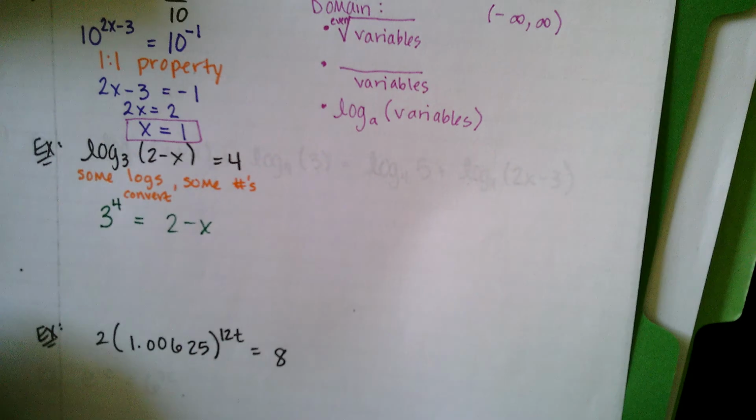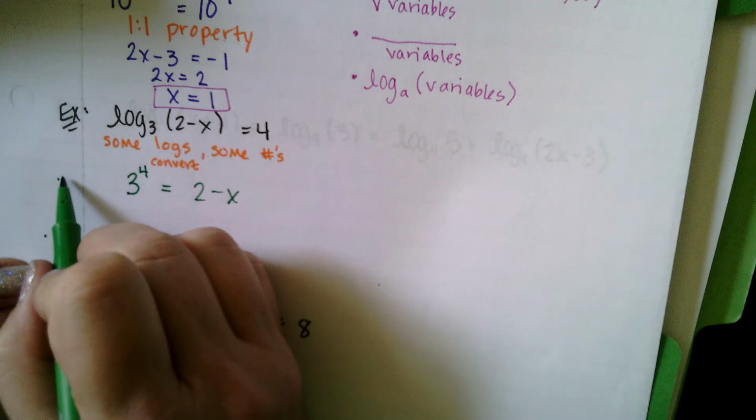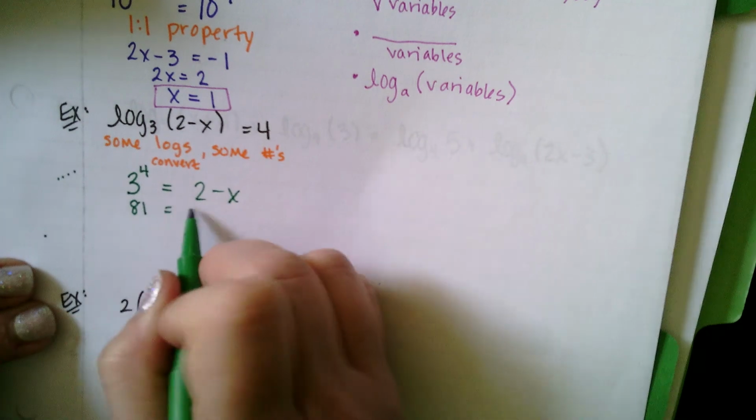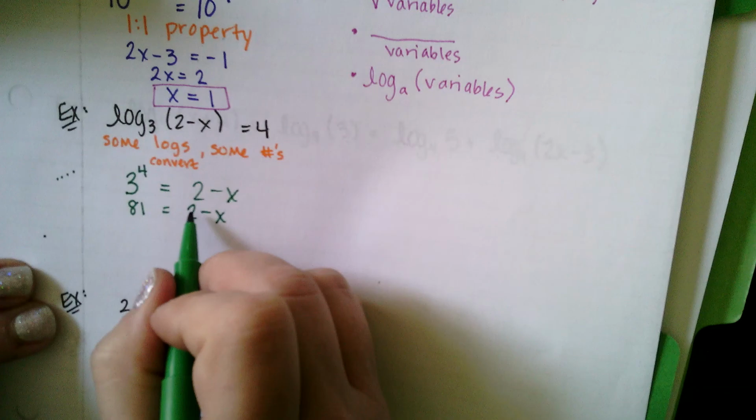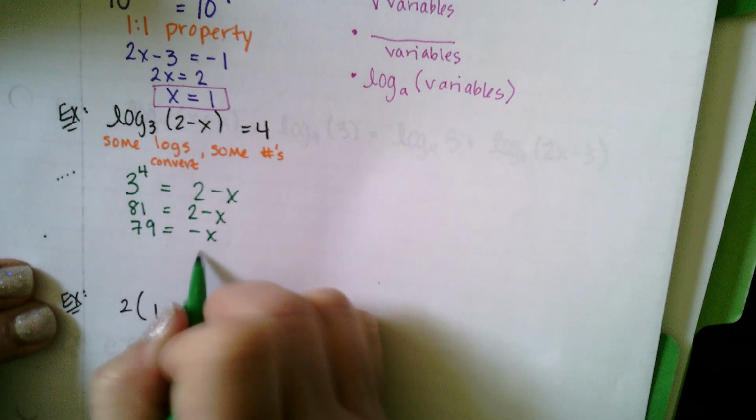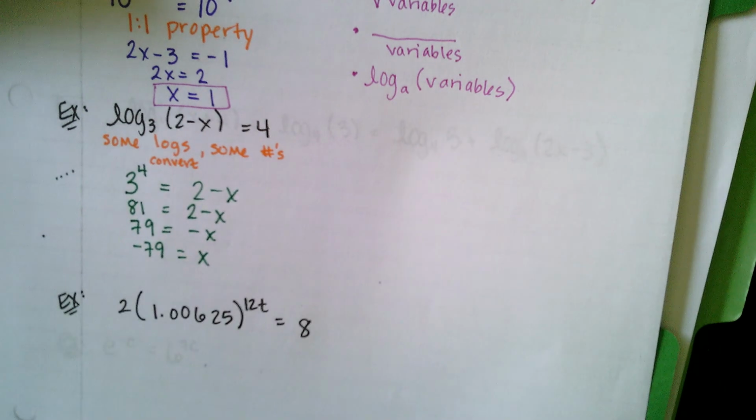Now we can do 3 to the 4th power. 3 times 3 is 9, times 3 is 27, times 3 is 81. So 81 equals 2 minus x. Subtract that 2 over, 79 equals negative x. So x equals negative 79.